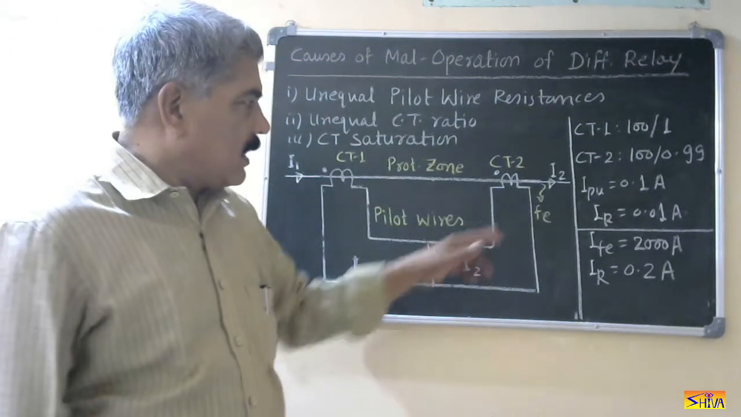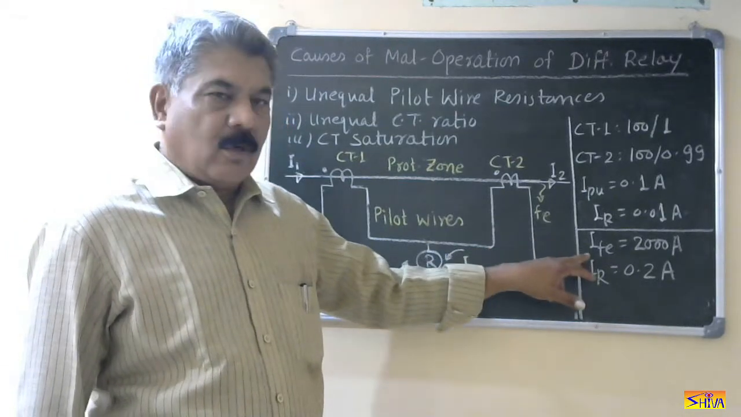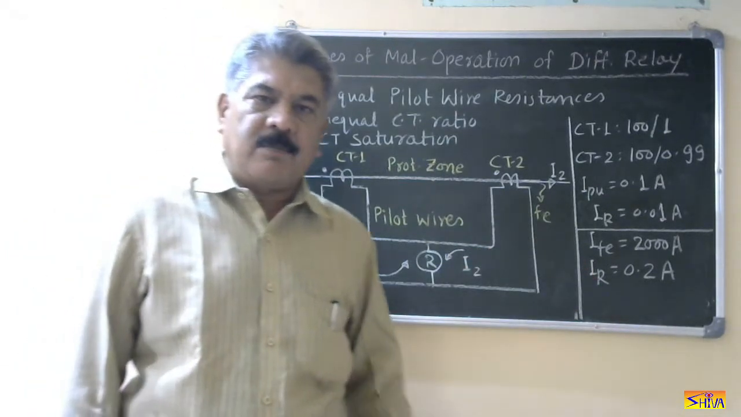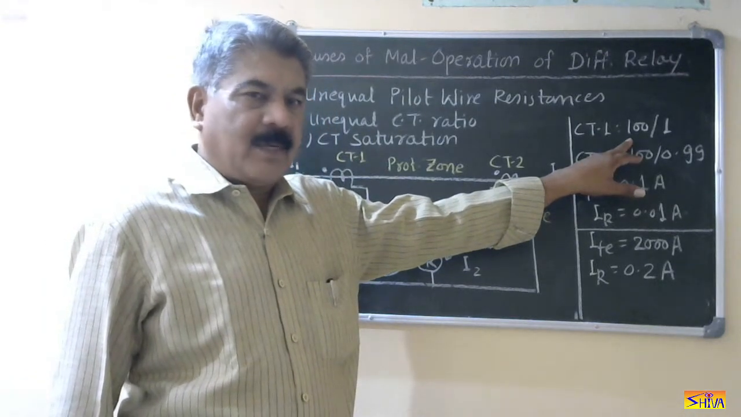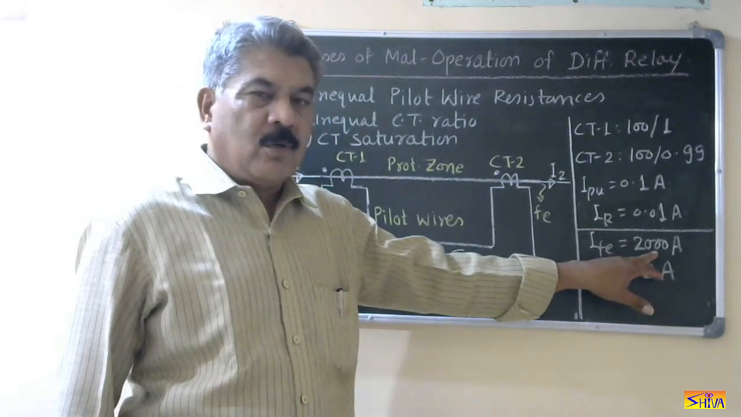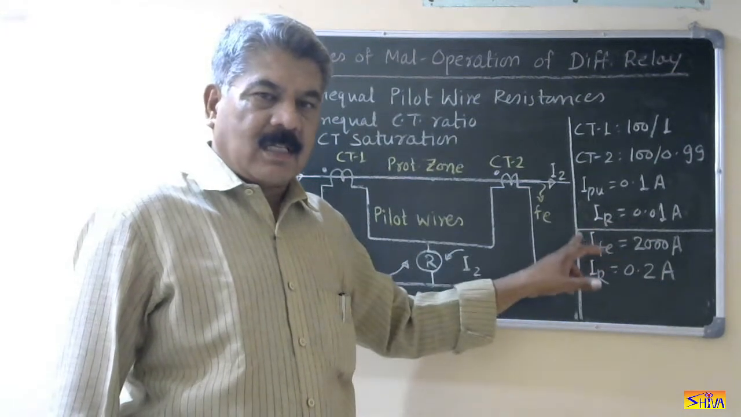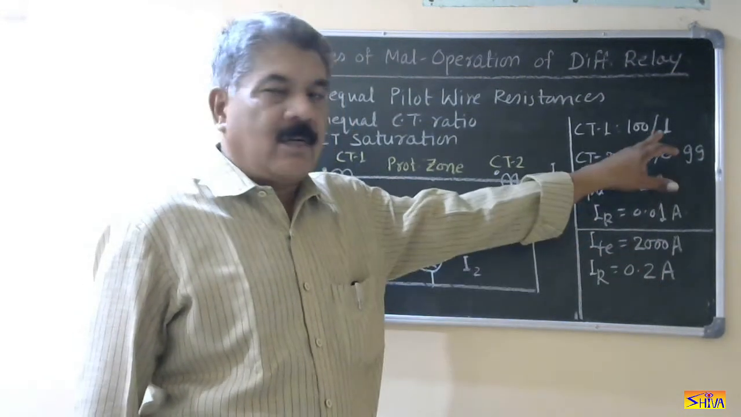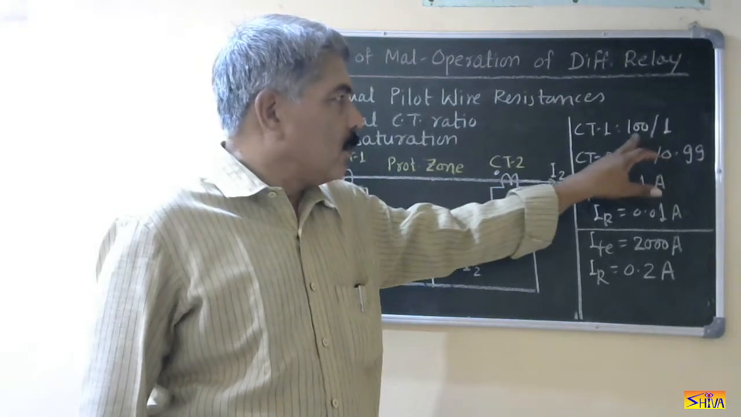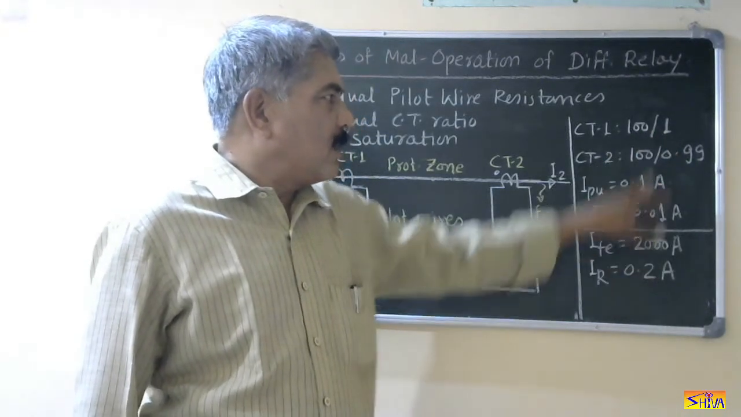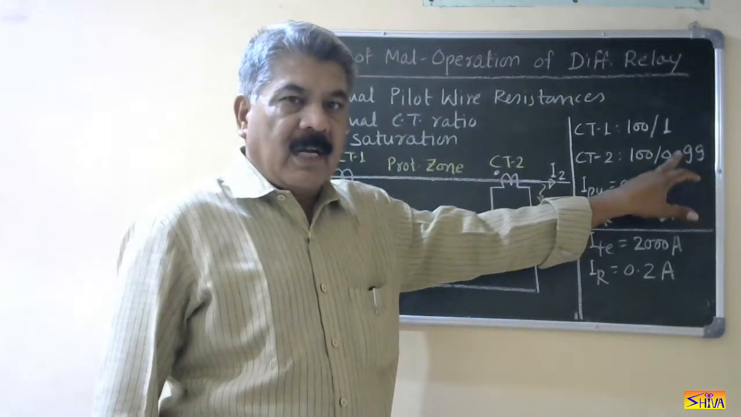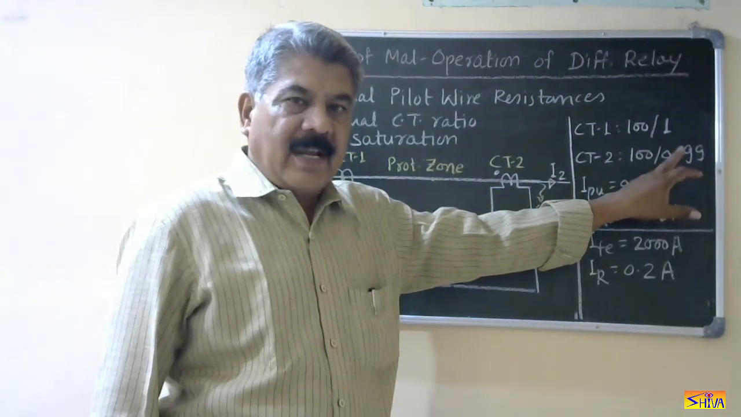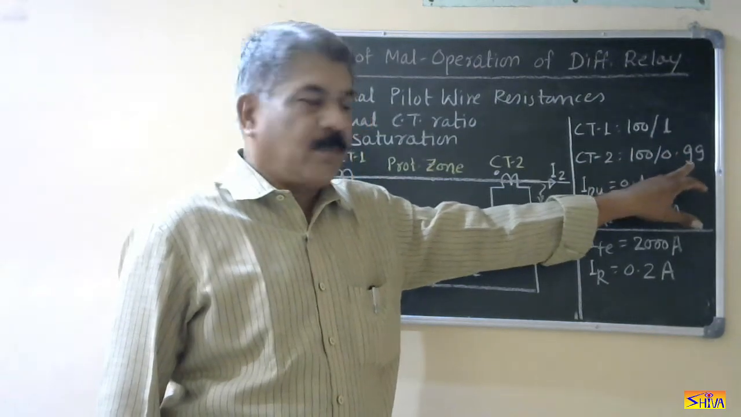Now let us consider the external fault condition. During external fault, current may exceed up to 20 times. So during healthy condition, current was 100 amperes. Now let us say current has become 2000 ampere during the external fault condition. So the secondary current will also proportionately increase. For 100 it is 1, for 2000 it will be 20. But this will not be 20. It will be 19.8 amperes.